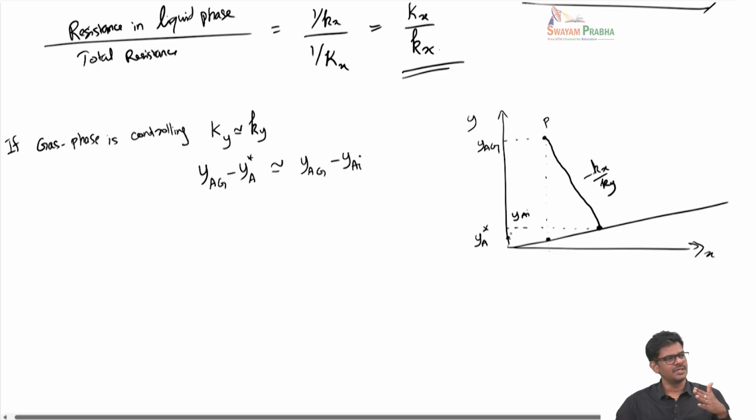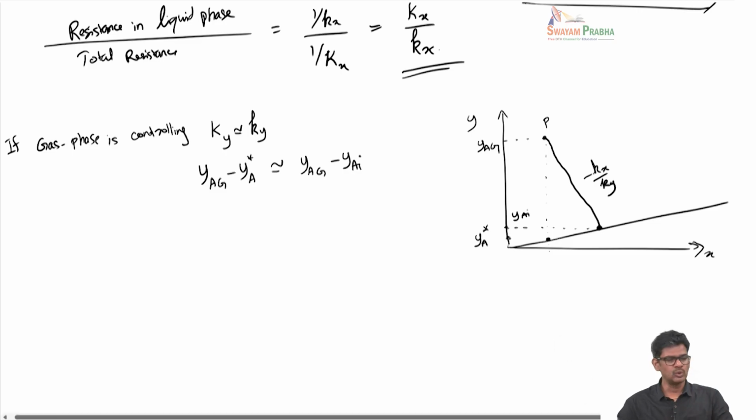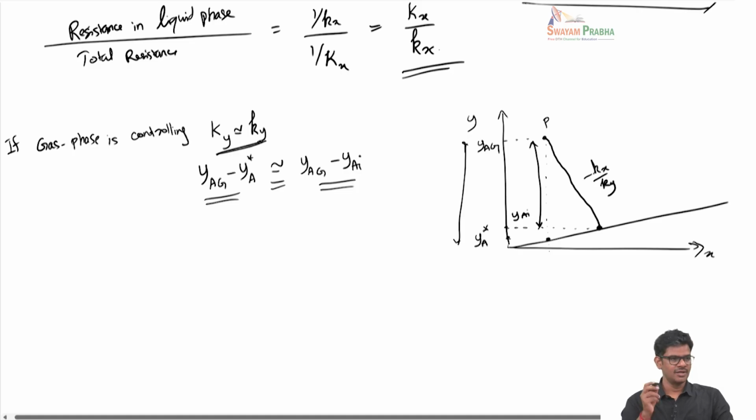The line M, the equilibrium line with M being very small, basically means this interfacial concentration now comes very close to YA star itself. So whether I take this particular driving force or I take this driving force, they are essentially the same, right? Because the interfacial concentration will be very close to the equilibrium concentration. So I can take the overall driving force as YAG minus YA star. In other words, I can use the total mass transfer coefficient Ky equal to small ky.